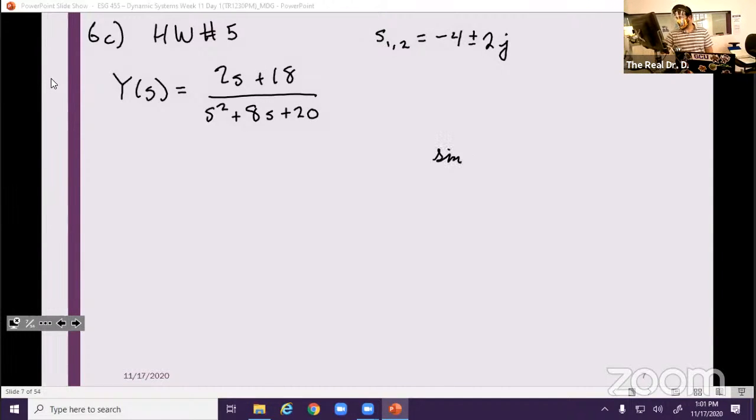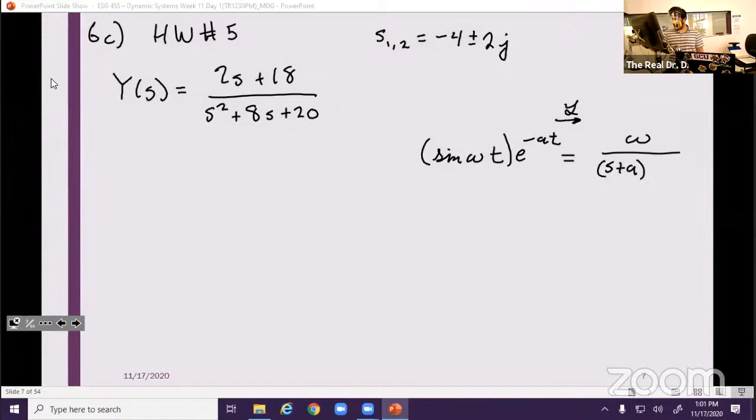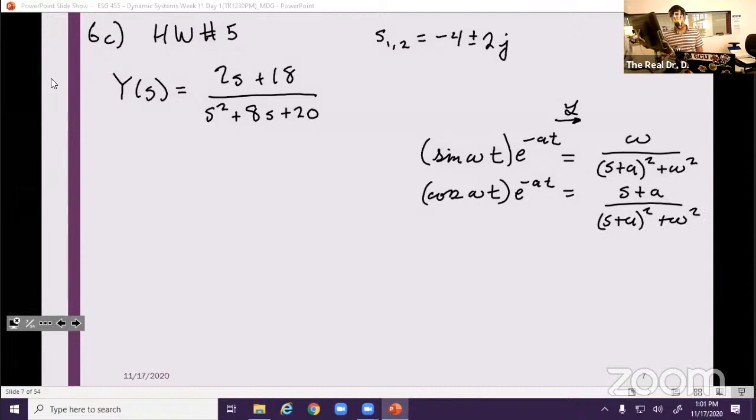Because sine of omega t times e to the negative at, if we take the Laplace transform of this, gives us omega over s plus a squared plus omega squared. And cosine omega t times e to the negative at, we take the Laplace transform, gives us s plus a over s plus a squared plus omega squared. Just from the Laplace transform table.